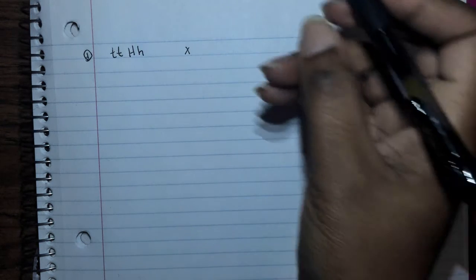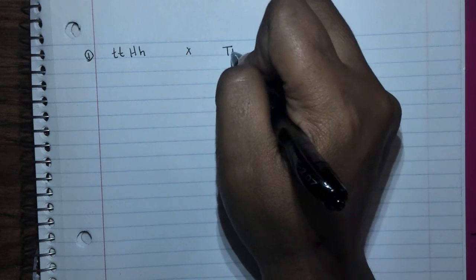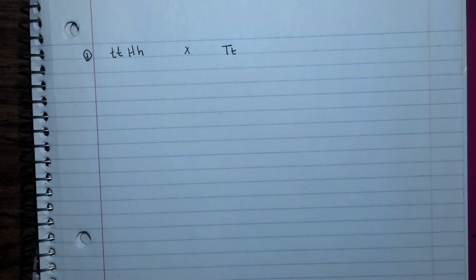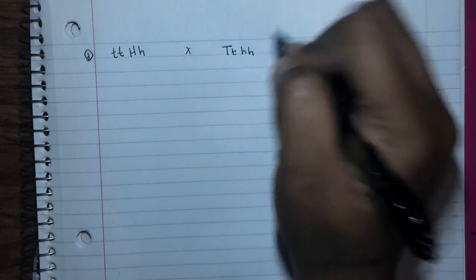So this woman is a non-PTC taster, so she's little t, little t. And she is heterozygous for hitchhiker's thumb, so that makes her big H, little h. And so then she has children with a man who's heterozygous PTC taster, big T, little t, but has straight thumbs, and so that would be little h, little h.